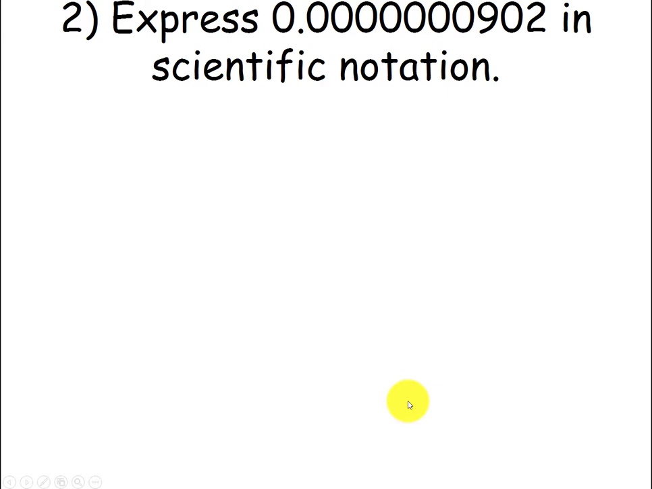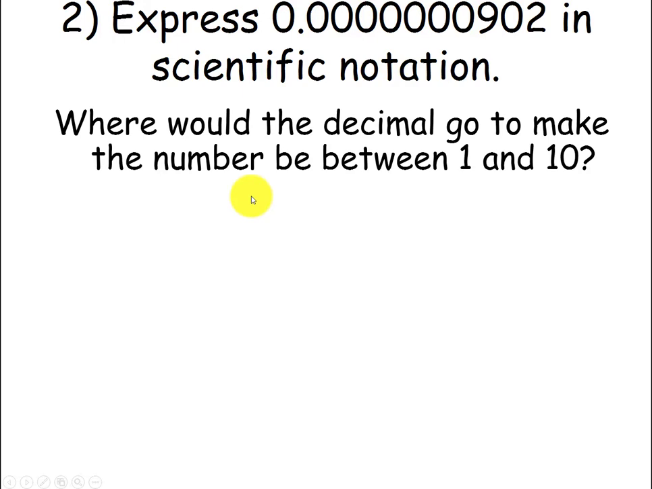Our example number 2. Write this in scientific notation. Note that our original number is less than 1. Now, where would the decimal go to make the number be between 1 and 10? So we need to move this point all the way here so that the number that we will have will be between 1 and 10. Next, you have to count how many times you move your point all the way here. So we move 1, 2, 3, 4, 5, 6, 7, 8.